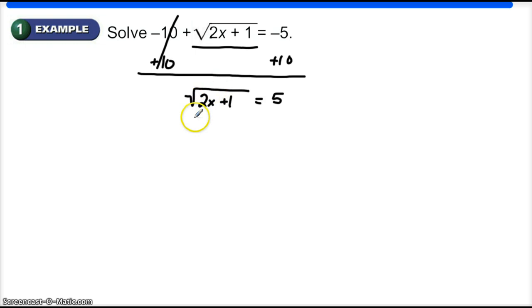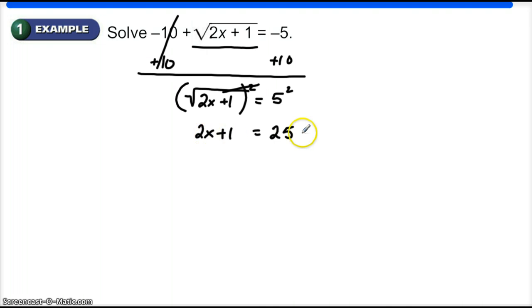Okay, this is now isolated. There's nothing else being added to, subtracted from, multiplied, divided. This is all by itself. So the opposite of a square root is to square it. So we're going to square both sides. The square of a square root cancels out. So now on the left we have 2x plus 1 equals 5 squared, which is 25.